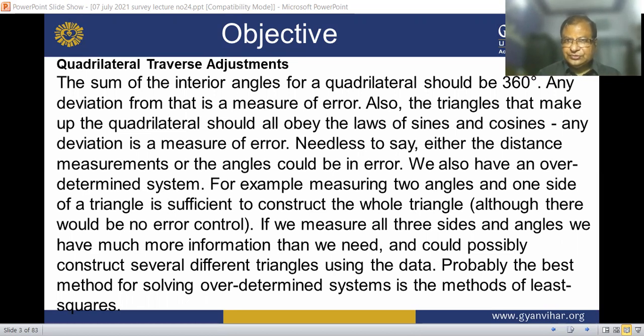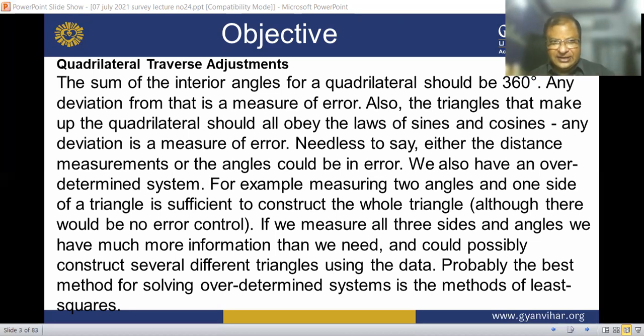Also, the triangles that make up the quadrilateral should all obey the laws of sines and cosines, and deviation is a measure of error. Needless to say, either the distance measurement or the angle could be in error.